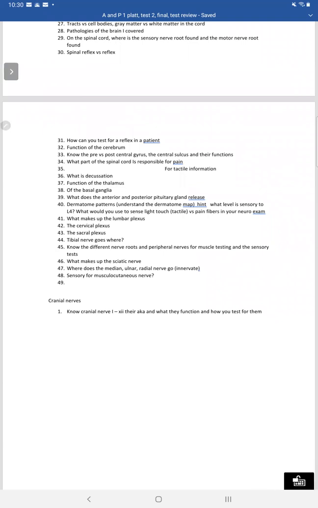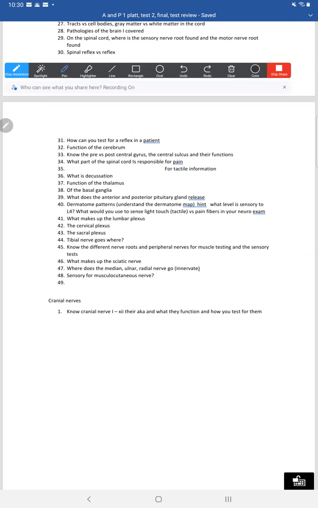Okay, how do you test for a reflex in a patient? Well, one of the ones we talked about was the reflex hammer. Okay, you strike the patellar tendon, your choices: patellar tendon, Achilles tendon, bicep brachii tendon, tricep tendon. Okay, you can also test for pupil reflex with a pen light.